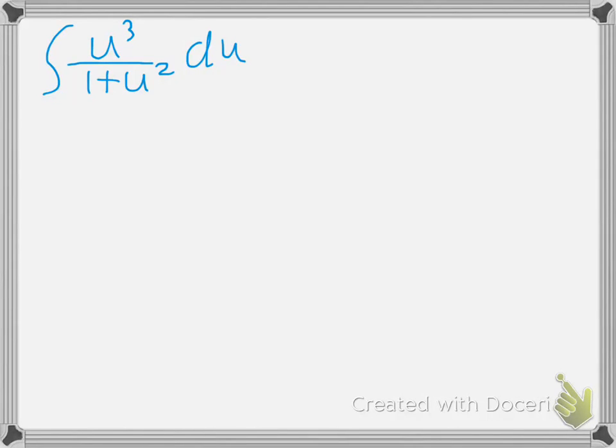Okay, let's take a look at this integration problem, u to the third divided by 1 plus u squared. So I think I'm going to change it to x, just because we're going to do a u substitution and it's a little bit confusing. So we have x to the third over 1 plus x squared dx. So I just basically changed the variables there.